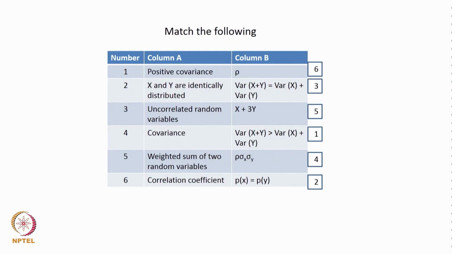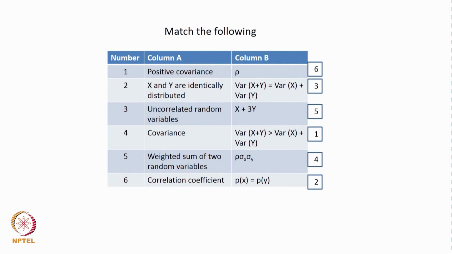So we have positive covariance. When the covariance is positive, variance of x plus y is greater than variance of x plus variance of y, which is something we saw. If x and y are identically distributed, p of x is equal to p of y. For uncorrelated random variables, variance of x plus y is equal to variance of x plus variance of y. So covariance does not act, therefore, no correlation.